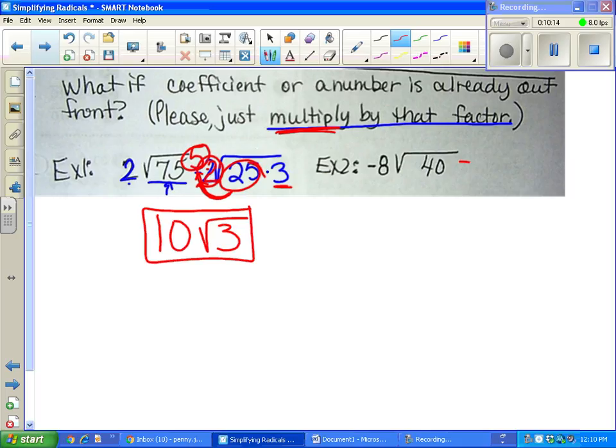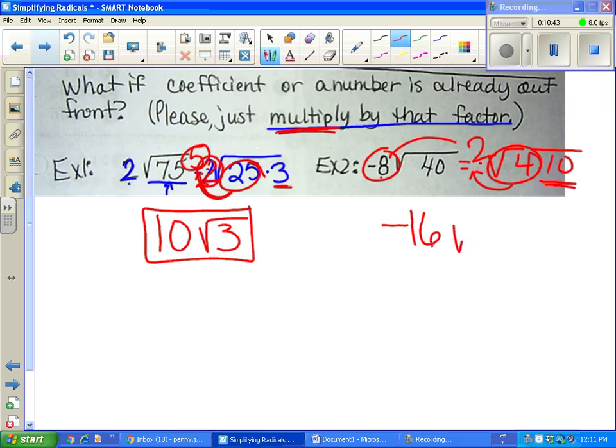All right, same thing here. How would I break down 40? I hope that you get 4 times 10, instead of 8 times 5. If you did 8 times 5, you could still do it, but you have to break 8 all the way down. Square root of 4 is 2, so I brought it out as a 2. Now there's already a negative 8 out there. What do I do with a negative 8 that's already out front? I'm going to multiply by that number. So 2 times negative 8 is negative 16 out front. And 10 stays underneath, and 10 cannot be broken down any farther. So if you have a coefficient already out there, whatever you pull outside the radical symbol, make sure you multiply on the outside.